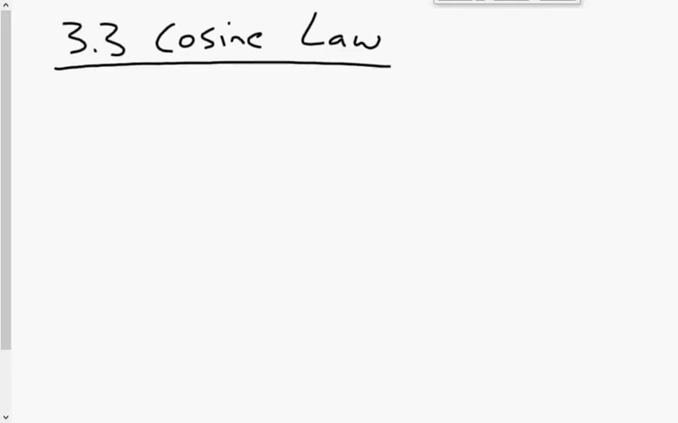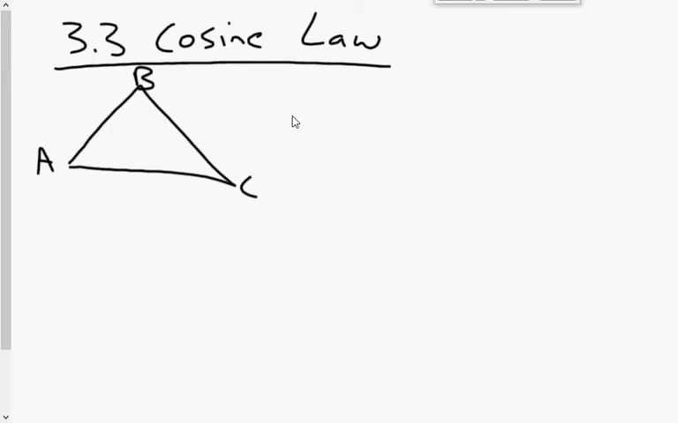Okay, so 3.3 is cosine law. All right. Now remember with a non-right triangle, we label our triangle. We use ABC, but really it could be anything like LMN, RST, XYZ.